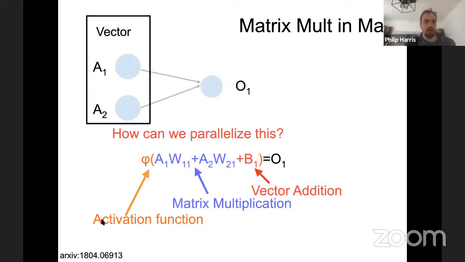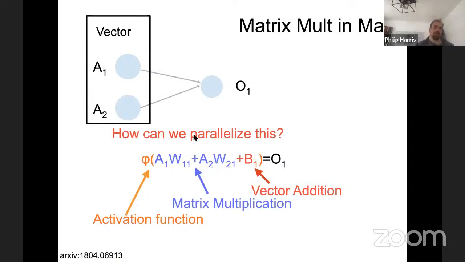So here's a typical network. We take an input vector here with two inputs, and then we get a single output in the network. We multiply the inputs by weights, W1, W2, and then we add a scalar, and then we apply an activation function. So this is a really simple network. It's just one layer, and all we're doing is a simple multiplication, addition, and activation function.